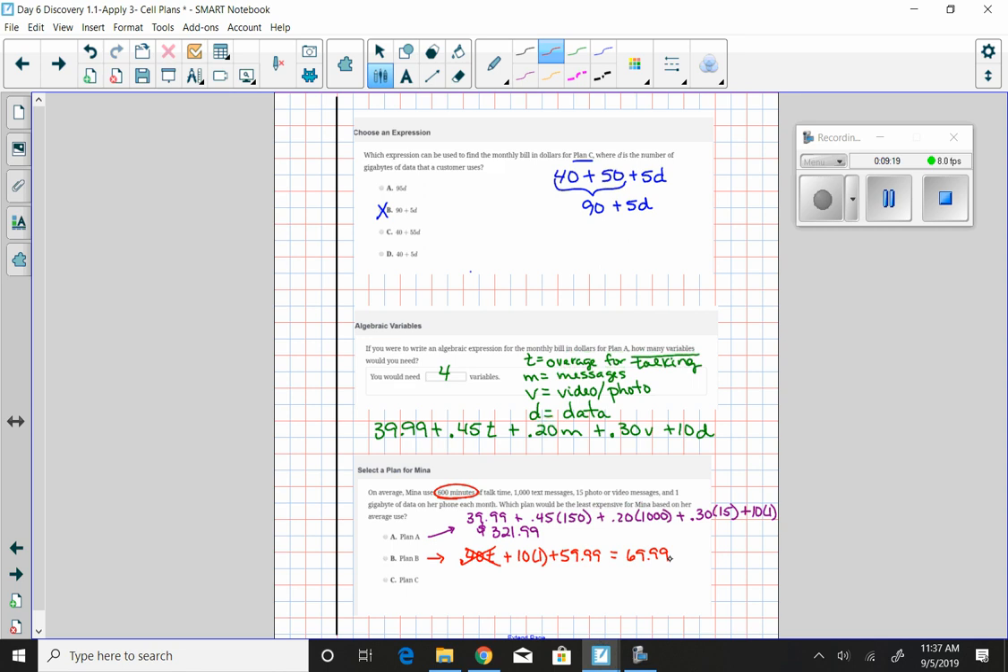All right. Now, if you're smart, you can already look at plan C, and you're going to realize, well, she's already paying $90 just up front, plus the $5 for every piece of data that she's using. So this is $95. So which plan is the best plan for Mina? It's going to be plan B.